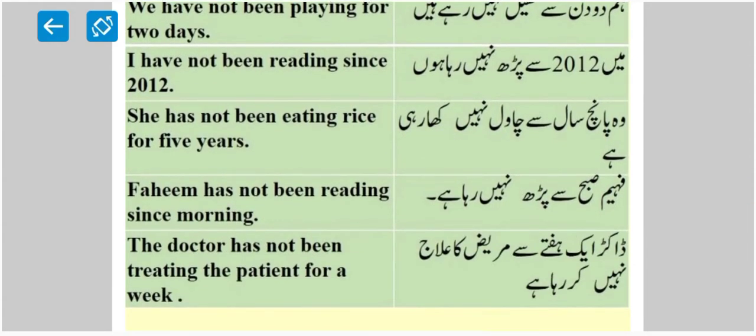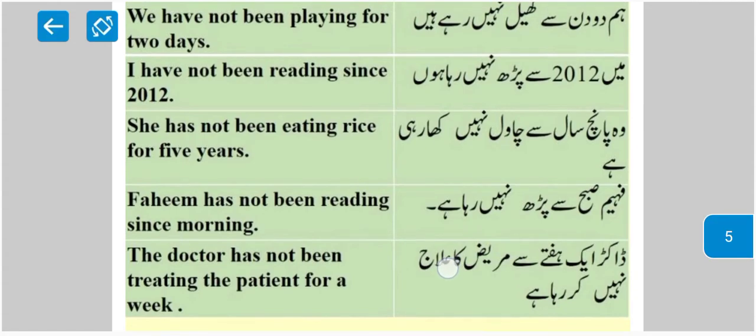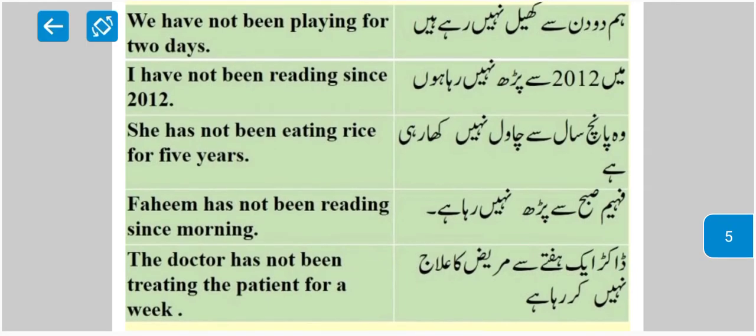फ़हीम सुबह से पढ़ नहीं रहा है. फ़हीम has not been reading since morning. डॉक्टर एक हफ्ते से मरीज का इलाज नहीं कर रहा है. The doctor has not been treating the patient for a week.